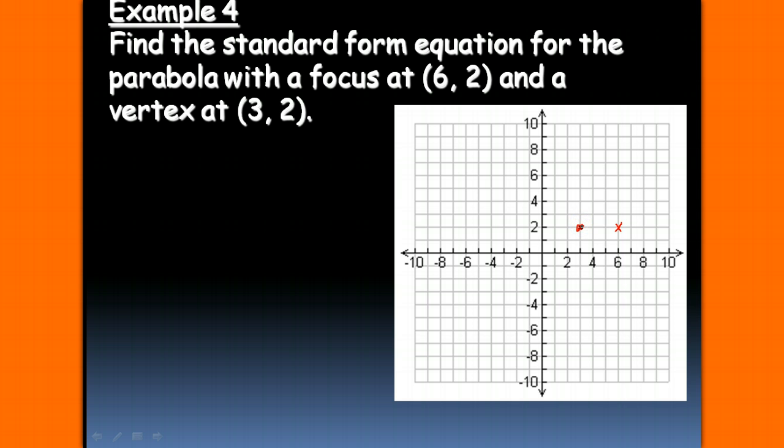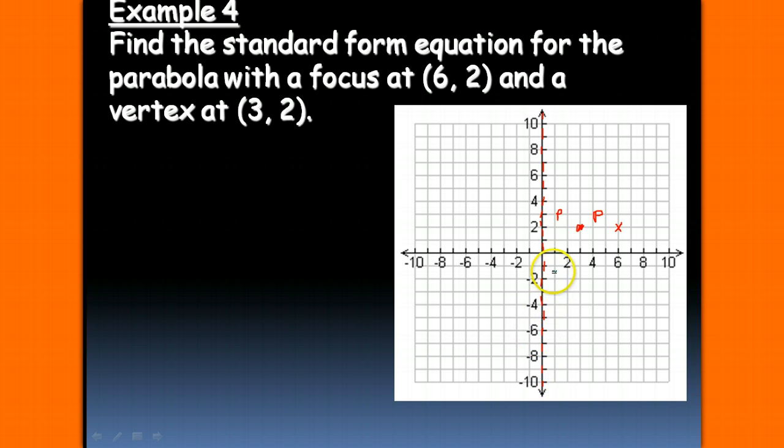Okay, and so we know that the distance between them has got to be p, and the distance from the vertex to the directrix has got to be that same p as it is from the focus to the vertex. So we're going to have 1, 2, 3, it looks like right there. So we're going to have 1, 2, 3, and it looks like here's our directrix for this example. It's just going to go right along the x equals 0 line.